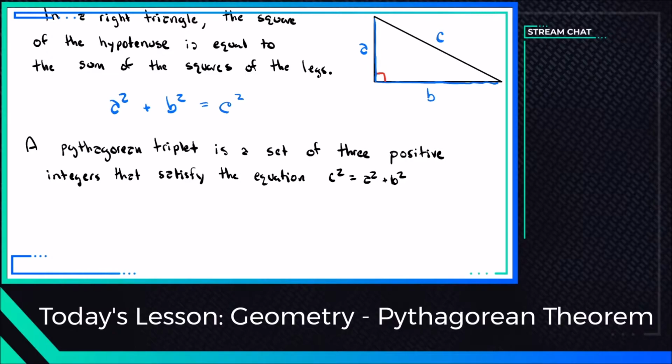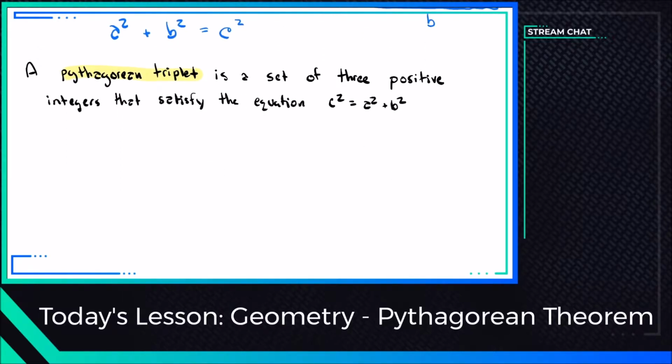So a Pythagorean triplet can have many different groups of numbers, and we're going to start by making a table. And these are the four most common Pythagorean triplets. So the numbers 3, 4, and 5 satisfy the Pythagorean theorem. The numbers 5, 12, and 13 also do. 8, 15, and 17 also do, as well as 7, 24, and 25.